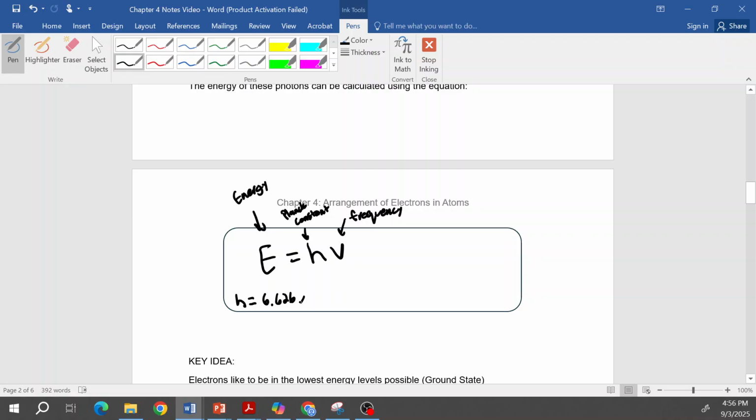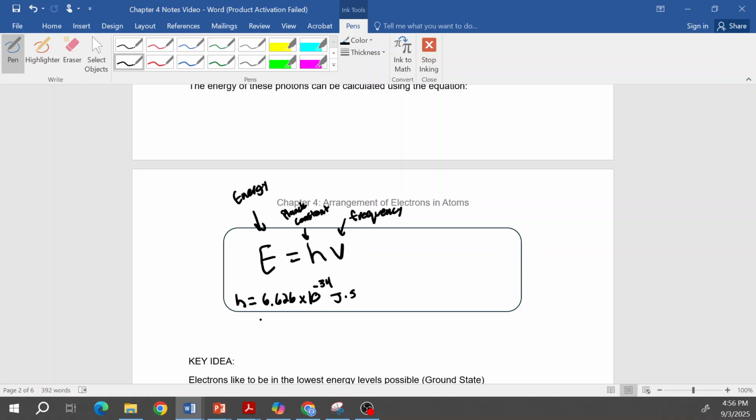6.626 times 10 to the negative 34. And this is measured in joule seconds. So J times S, that's joule seconds. And this is a constant. So every time you see H, it's always going to be this value, 6.626 times 10 to the minus 34. So if you know your frequency, all you have to do is plug in your frequency, multiply it by this Planck constant, and that will give you the energy of the photon. So there are a couple of questions in your homework that might ask you to use that equation as well.